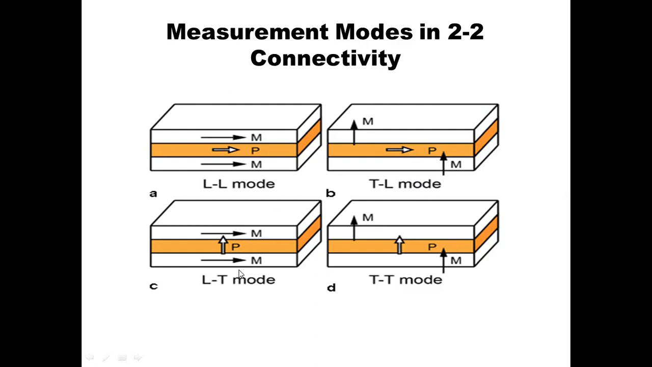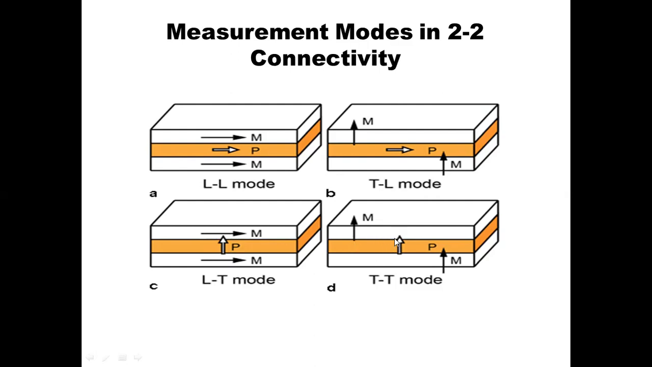Next is the LT mode, the longitudinal transverse mode. In this case, the magnetization in the magnetic layers is in the longitudinal direction, whereas the polarization in the ferroelectric material is in the transverse direction, and hence this mode is referred to as the longitudinal transverse mode.